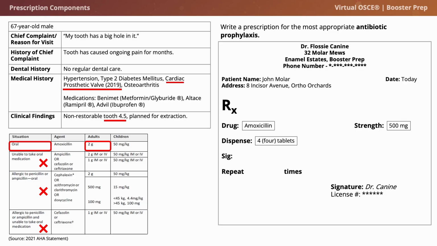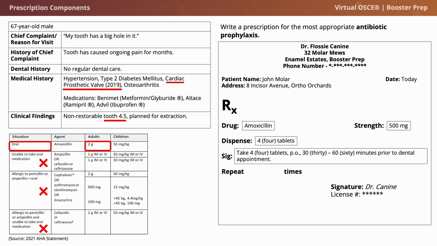And we're going to tell the patient to take this 30 to 60 minutes before the dental procedure. So we're going to specify that on the instructions. So take 4 tablets, PO or orally, 30 to 60 minutes prior to dental appointment. And because this is just a one-time use, it's only for antibiotic prophylaxis before the extraction, there's no need for repeats. So it's going to be 0 times. So this is what the prescription is going to look like, and this is how you're going to fill it out. I hope you found this helpful.